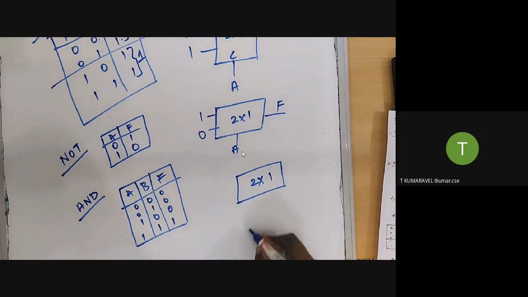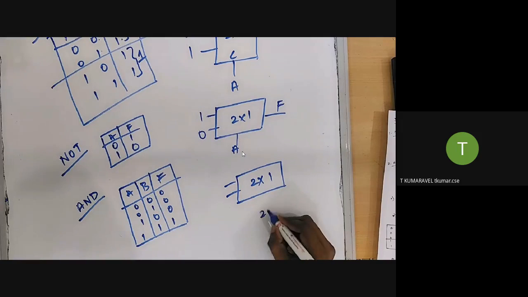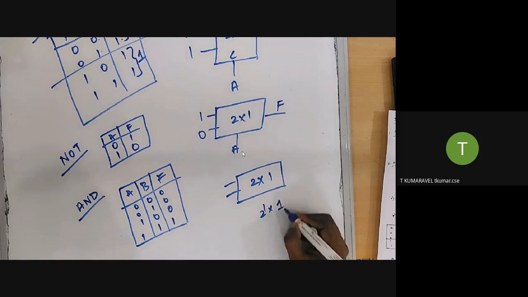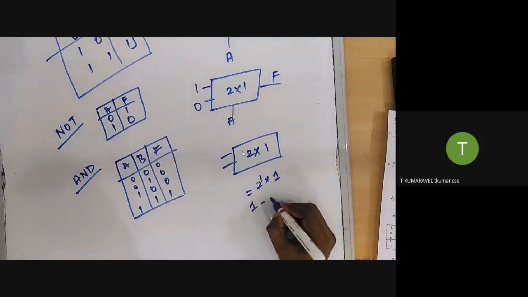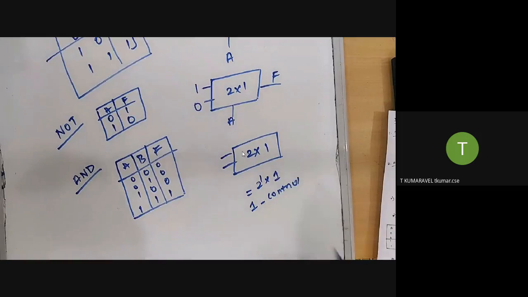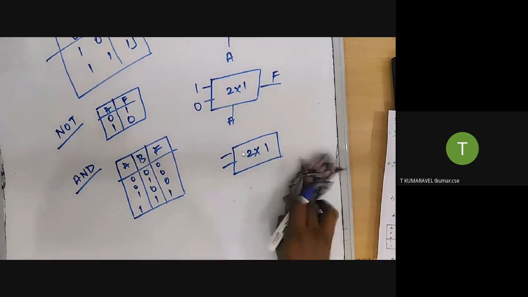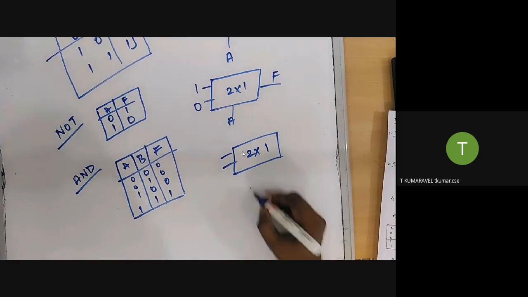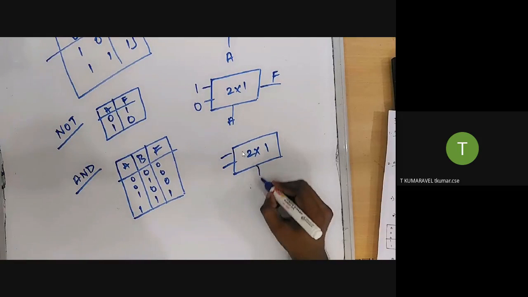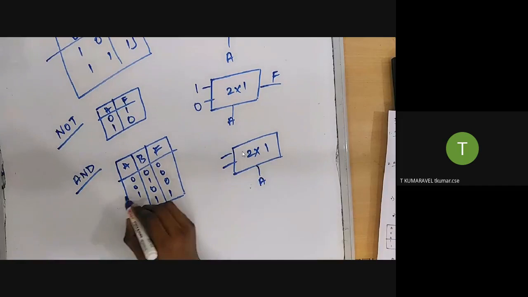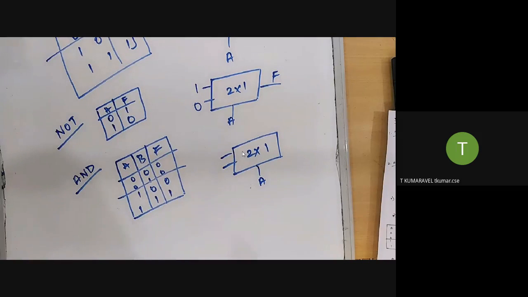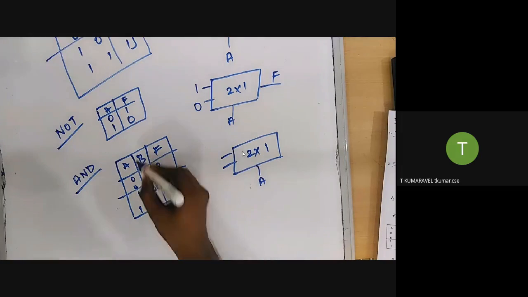Here, 2 by 1, how are we going to represent it? 2 power 1 into 1. Here, one bit is acting as a control line. How do you select the control line? Here, two variables are there. From MSB to LSB, A is acting as a control line. The remaining variable is acting as a data line, so B is acting as a data line.